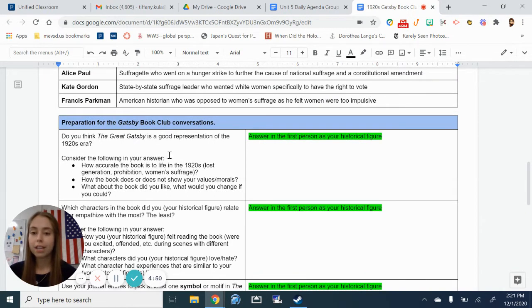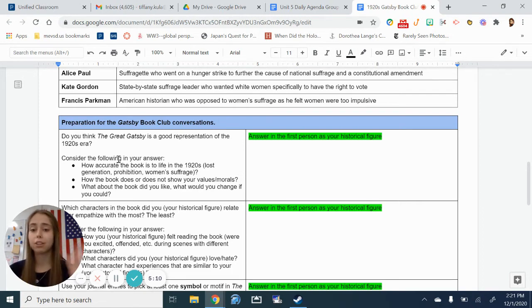The first question asks you whether or not your historical figure thinks that The Great Gatsby is a good representation of the era of the 1920s. This is pretty ambiguous. What do we mean by good? Some different ways that you can answer this. I would probably try to incorporate multiple of these bullet points into your answer.